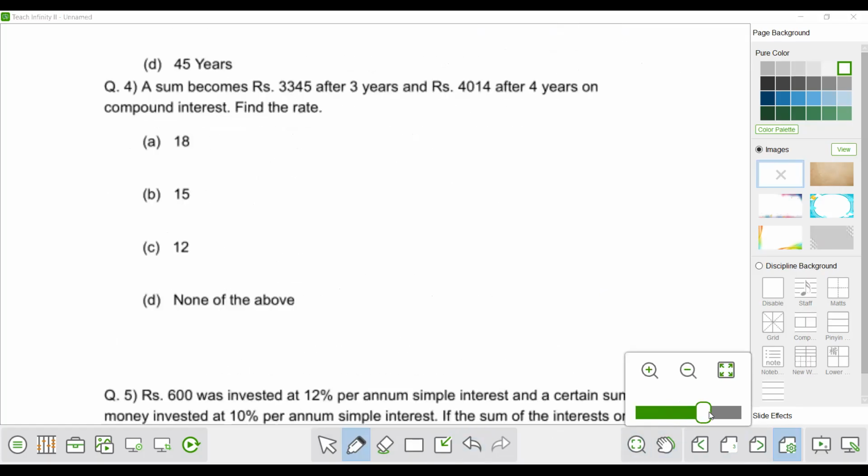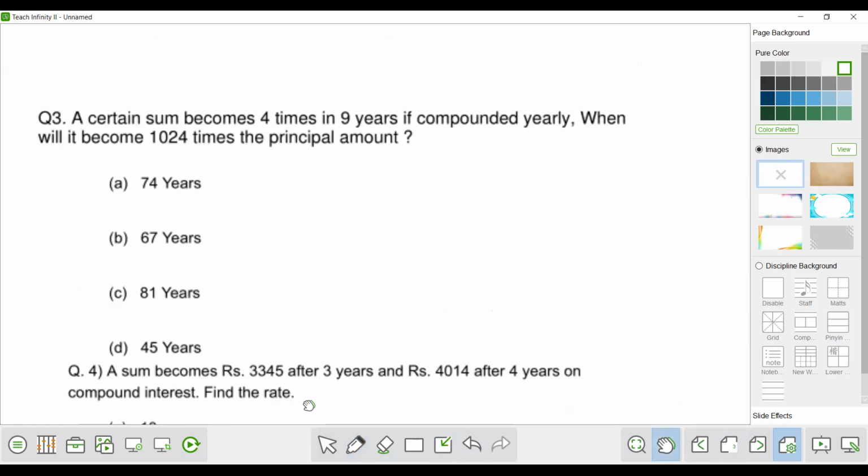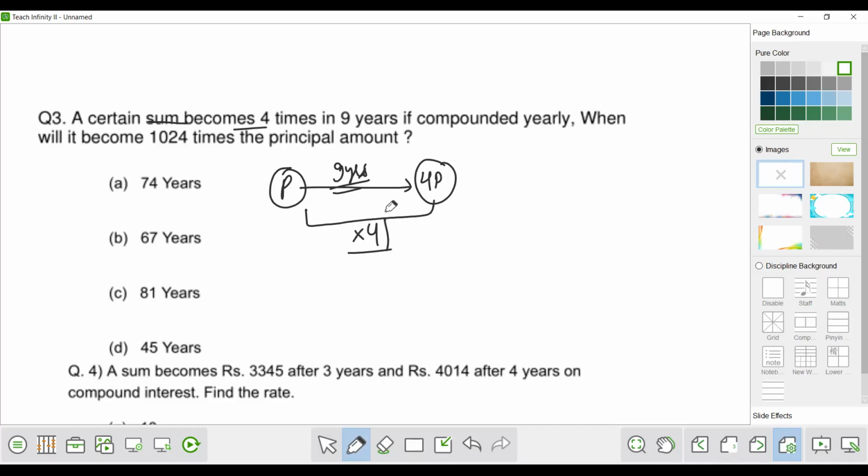So let's do this question. What this question is saying is that a certain sum becomes 4 times in 9 years. A certain sum, okay, there is some principal P, and it becomes 4 times, that is 4p, and the time period is 9 years. So what is the factor with which it is increasing? That is 4.